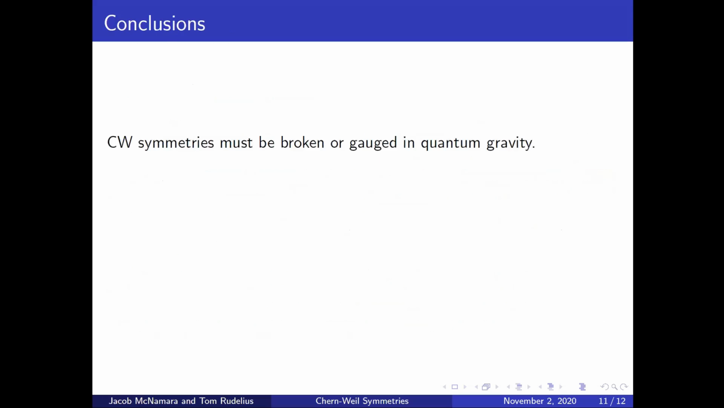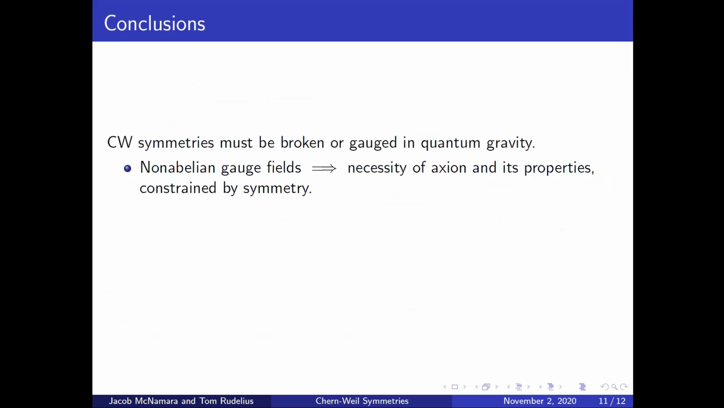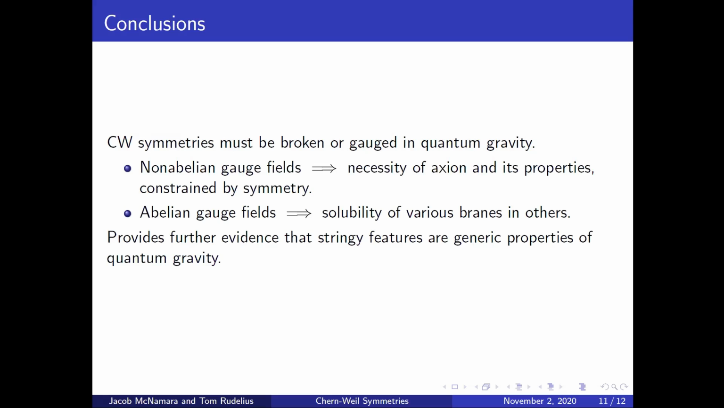So let me conclude. The basic point is just that these are symmetries that exist in gauge theories, and they have to be broken or gauged in quantum gravity. In the case of non-abelian gauge fields, this tells us about the necessity of an axion coupling to the instanton number, as well as certain of its properties as constrained by symmetry. For abelian gauge fields, this tells us a lot of details about the solubility of various branes in other branes. And I want to point out that this provides further evidence that these stringy features, these things that we're very familiar with in string theory, are just generic properties of quantum gravity. They're not things that happen only because we're looking under the lamppost. These are things that are required by the condition of no global symmetries.